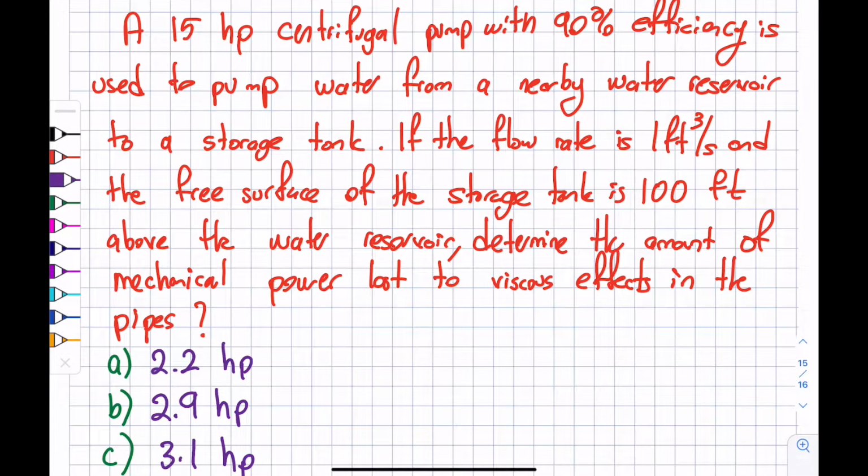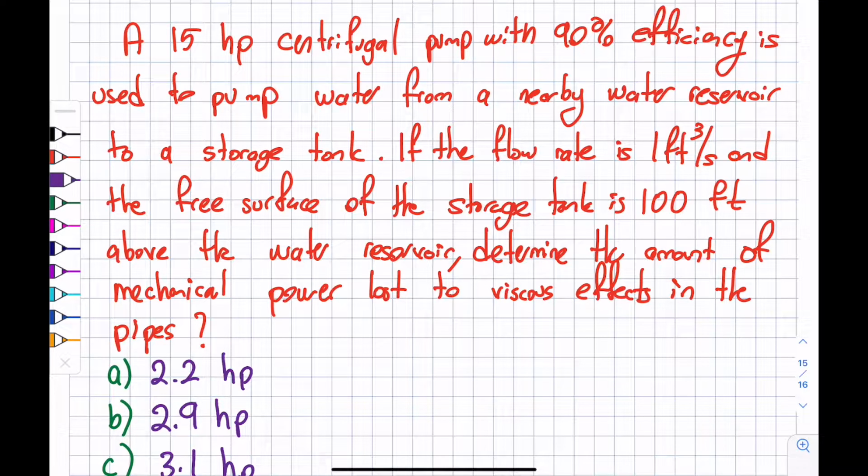Alright, let's go ahead and solve another question. It's kind of important. So here's what the question statement says. We have to read the question very carefully. 15 horsepower. Okay, immediately you think that this is going to be in British gravitational. It's not going to be in SI. Good, we are practicing for it.